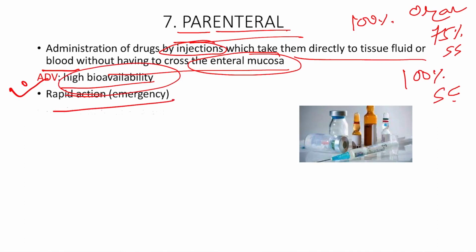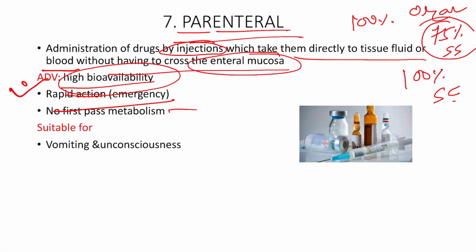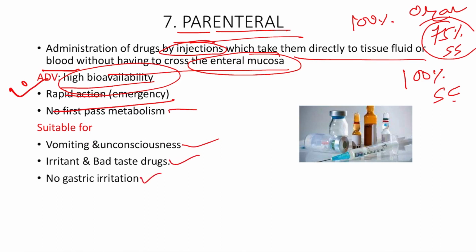Rapid action, so in an emergency you can use this route. No first pass metabolism, so there are no chances of drug loss. So it's suitable for patients with vomiting or unconsciousness, where you need to give immediate treatment. Irritant and bad taste drugs, where palatability is a problem or the drug is a gastric irritant, like chloroquine, anti-malarial drugs which are very irritant to gastric mucosa. And there are no chances of food drug interactions. Patients complain about whether to take the drug with food or after the food. Here there is no question of it, so there are no food drug interactions.